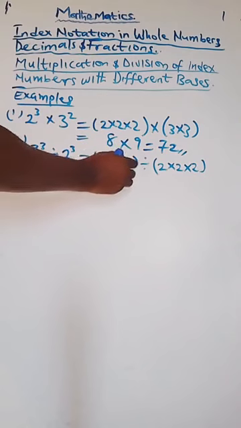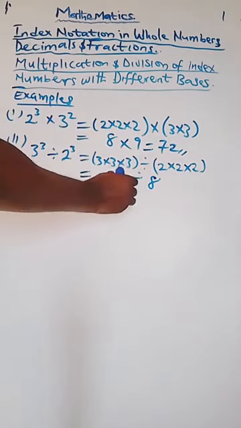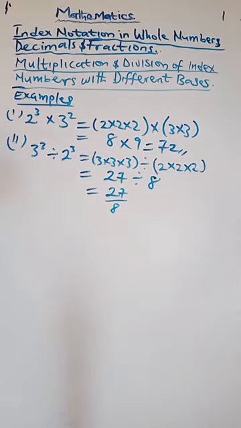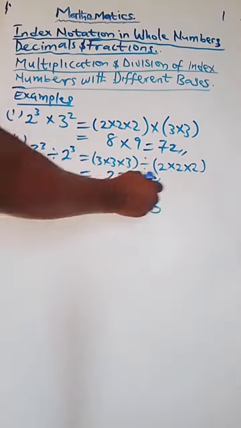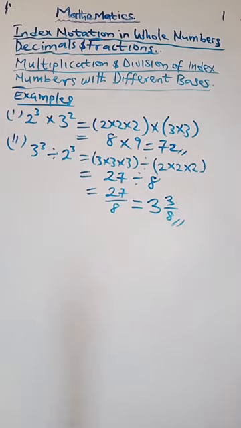This is 27. Divided by 2 times 2, 4. 4 times 2, 8, right? So we have 27 over 8. This is an improper fraction. So we take it to mixed number. 3 3 over 8. Easy. How to solve that. Let's look at another one.